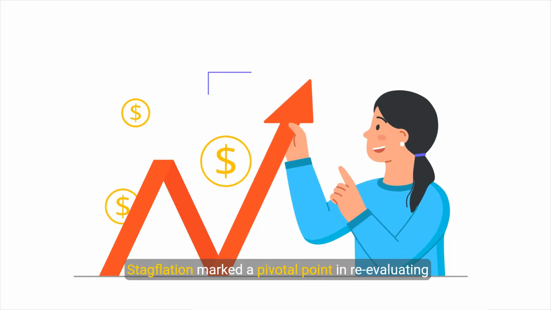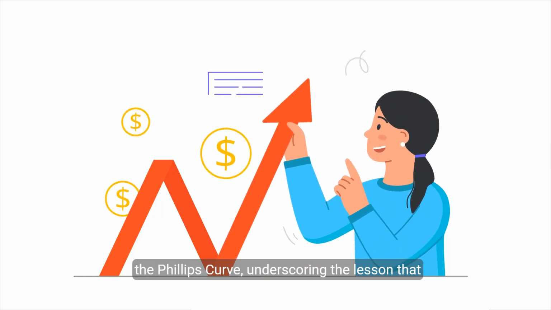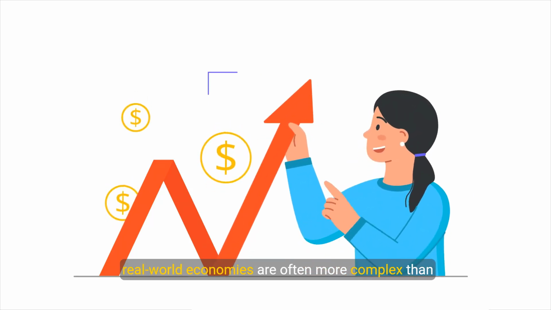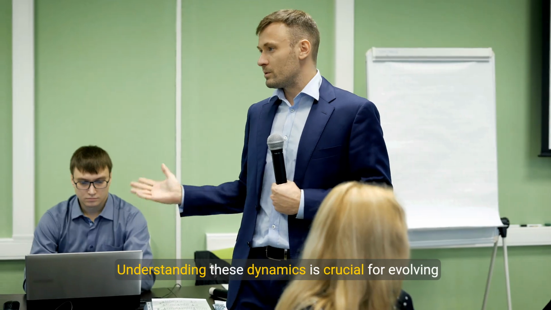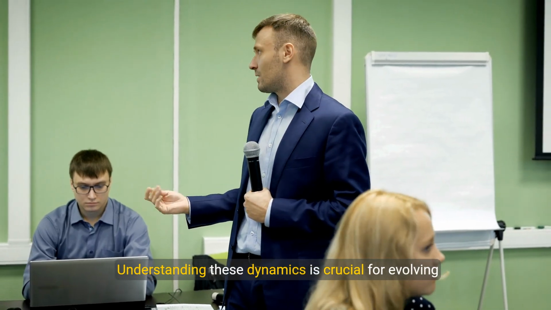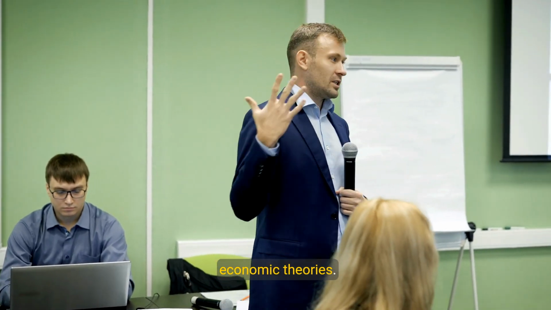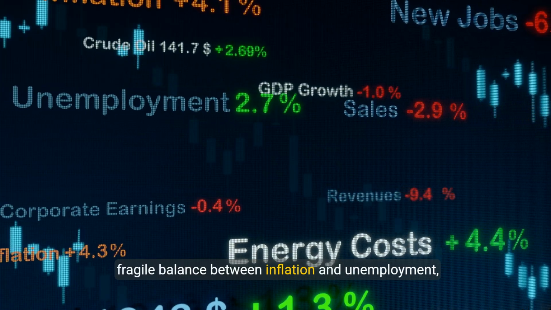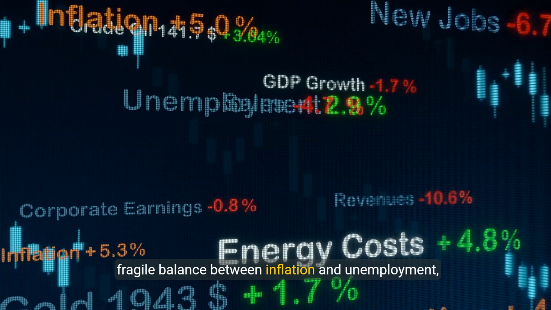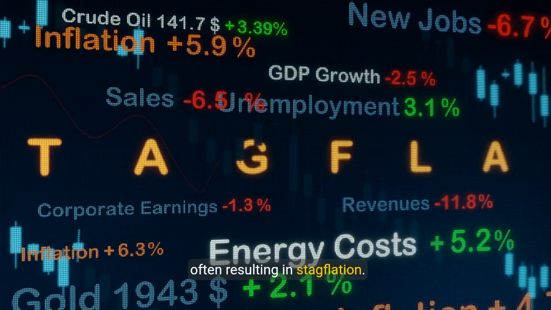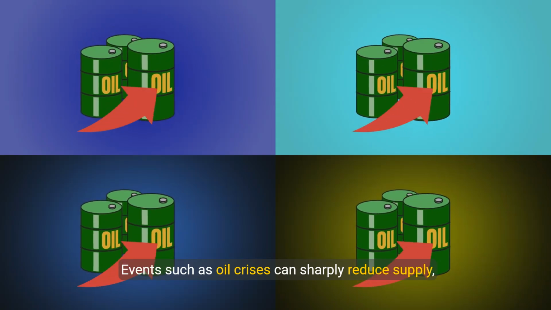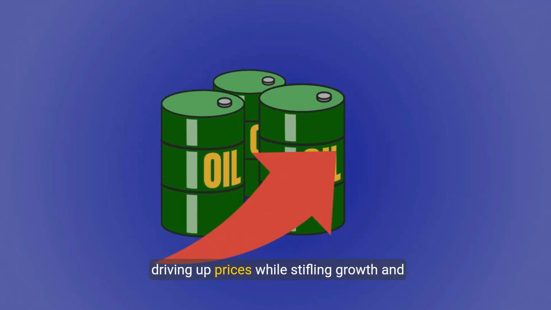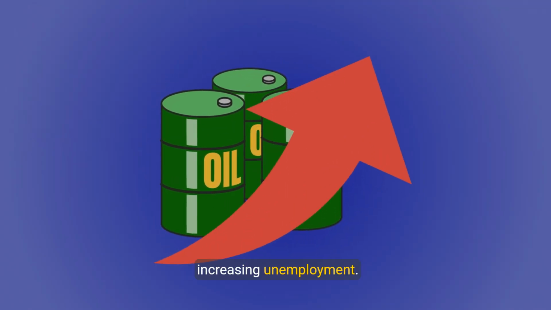Stagflation marked a pivotal point in reevaluating the Phillips curve, underscoring the lesson that real-world economies are often more complex than theories. Understanding these dynamics is crucial for evolving economic theories. Supply shocks, like those in the 1970s, disrupt the fragile balance between inflation and unemployment, often resulting in stagflation. Events such as oil crises can sharply reduce supply, driving up prices while stifling growth and increasing unemployment.